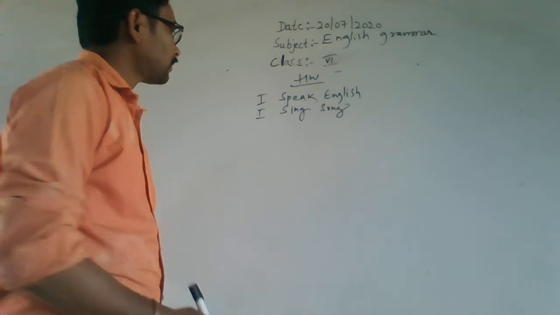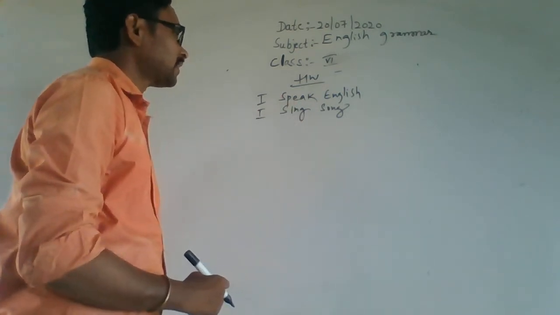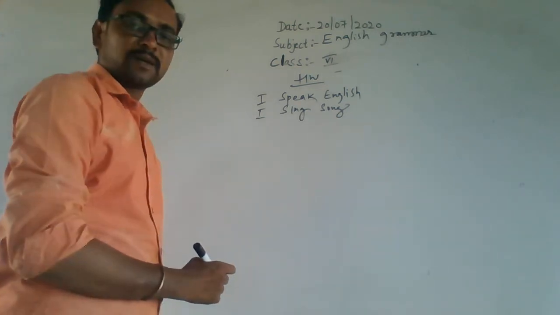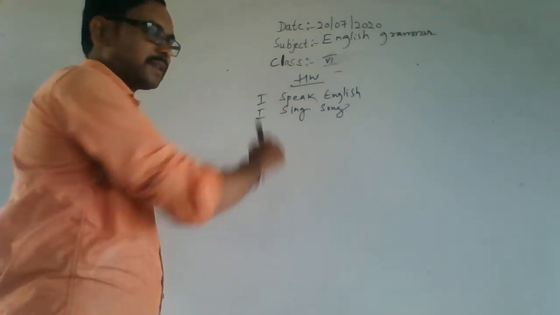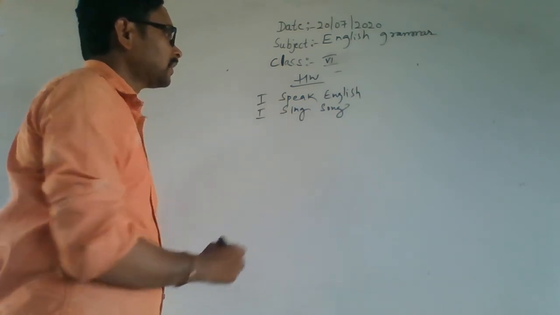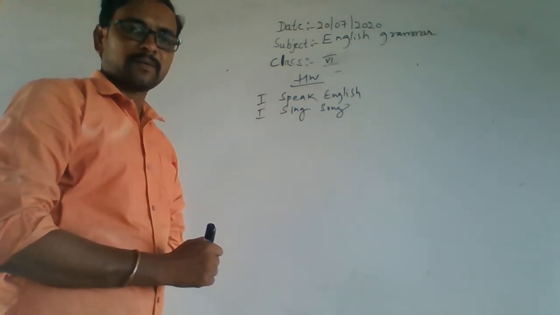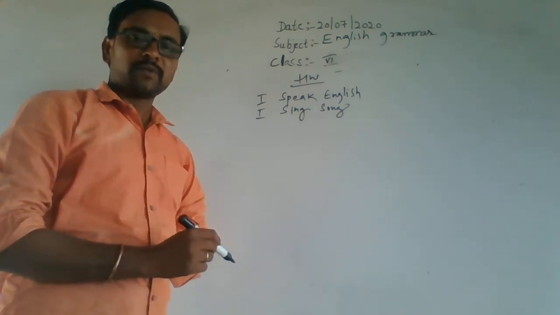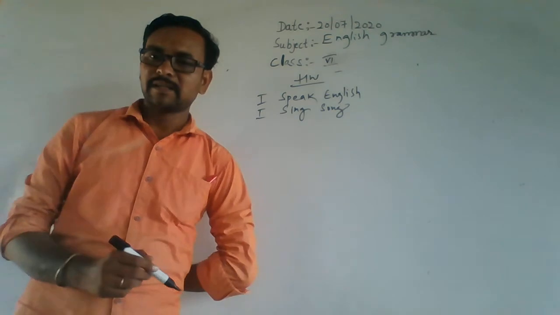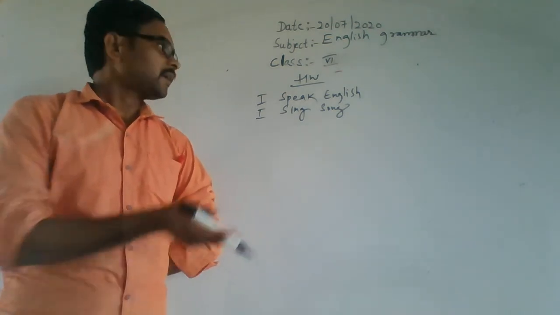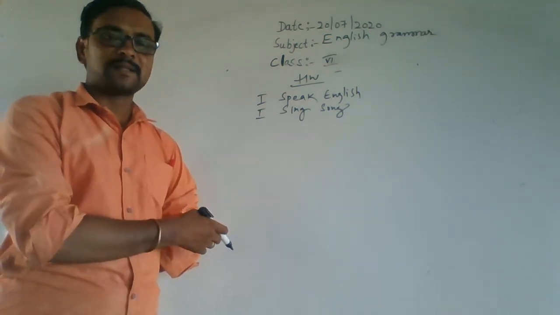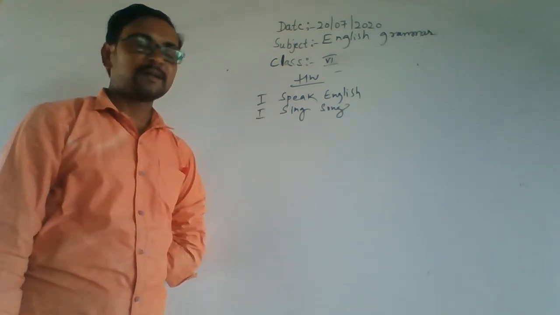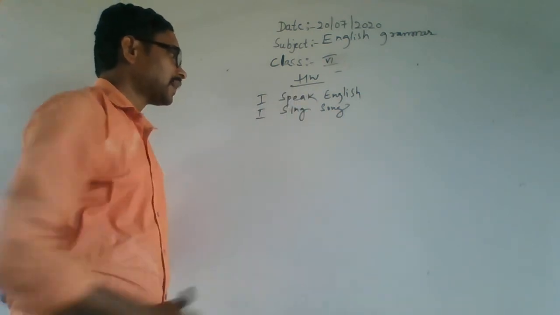Let's look at the homework. I speak English. I sing a song. Already it is assertive. You make it in negative and interrogative, with I, we, you, he, she, it, they. What you have practiced, you should change like that. Is it understood? I speak English, then I sing a song.